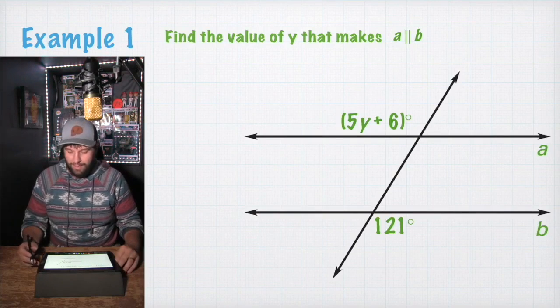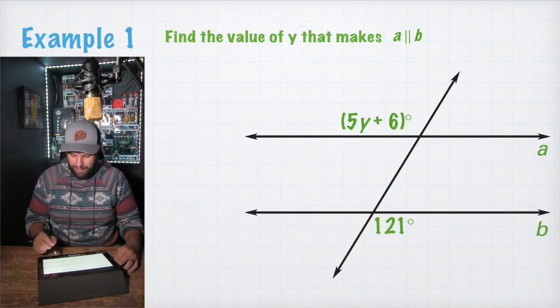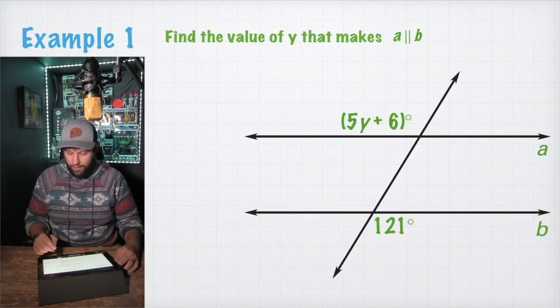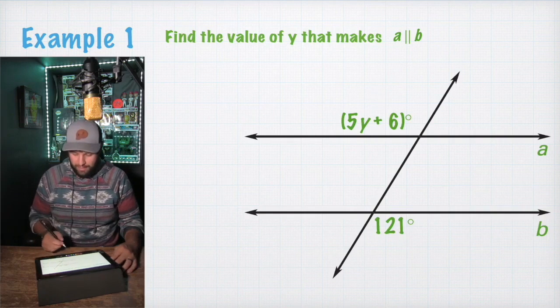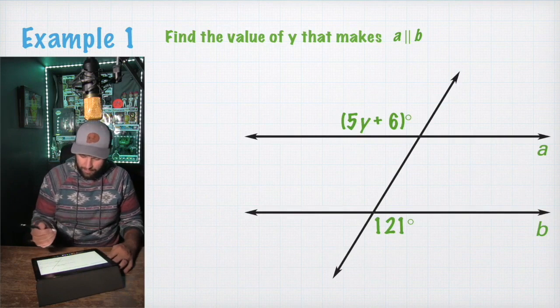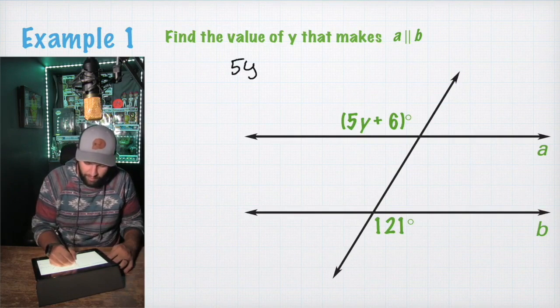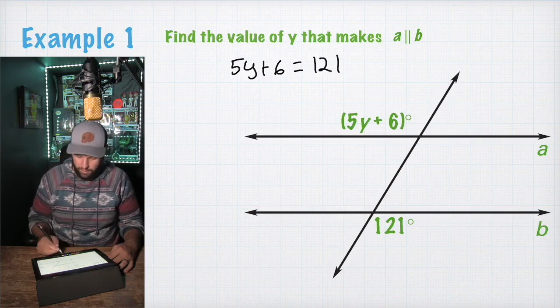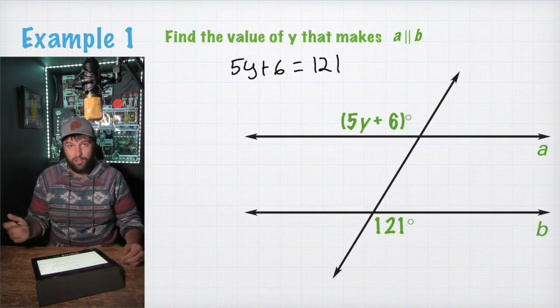Example 1. Find the value of y that makes A parallel to B. So to make A parallel to B, these are alternate exterior angles, so we know they're going to have to be congruent. So let's make up an equation for that. 5y plus 6 has to equal 121. Well, this is just simple algebra from here on out.